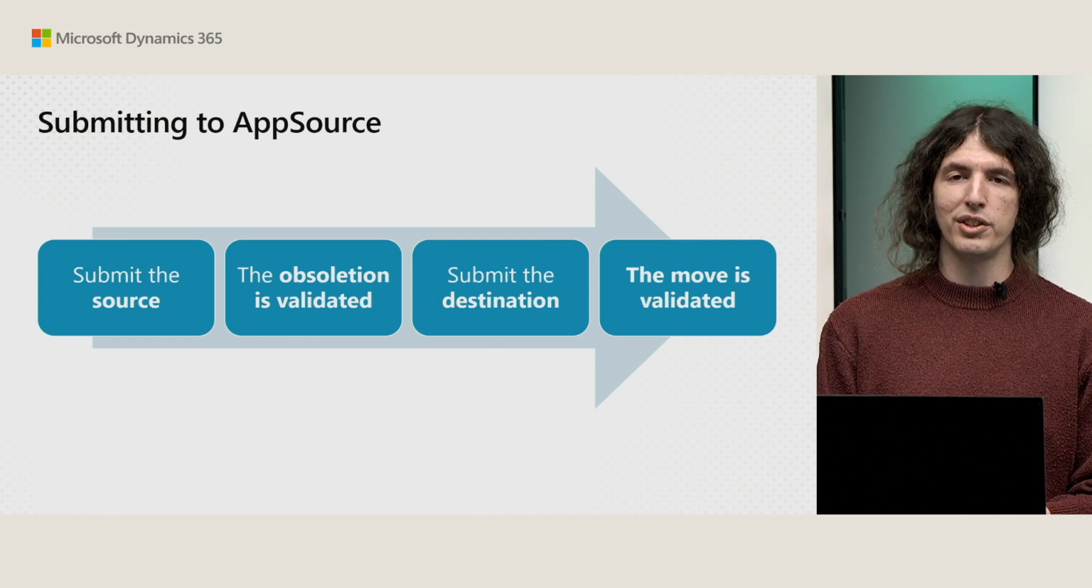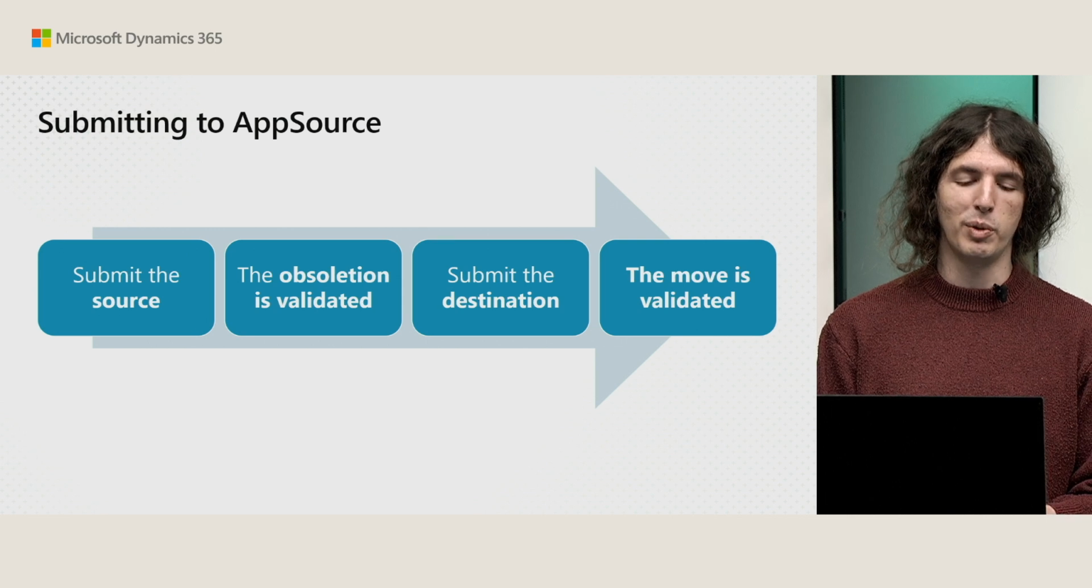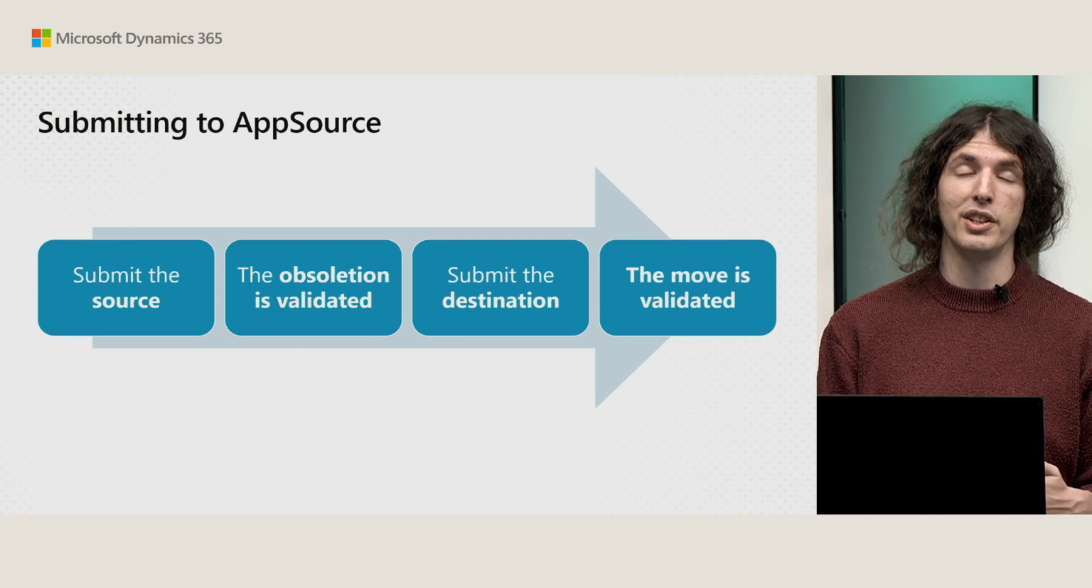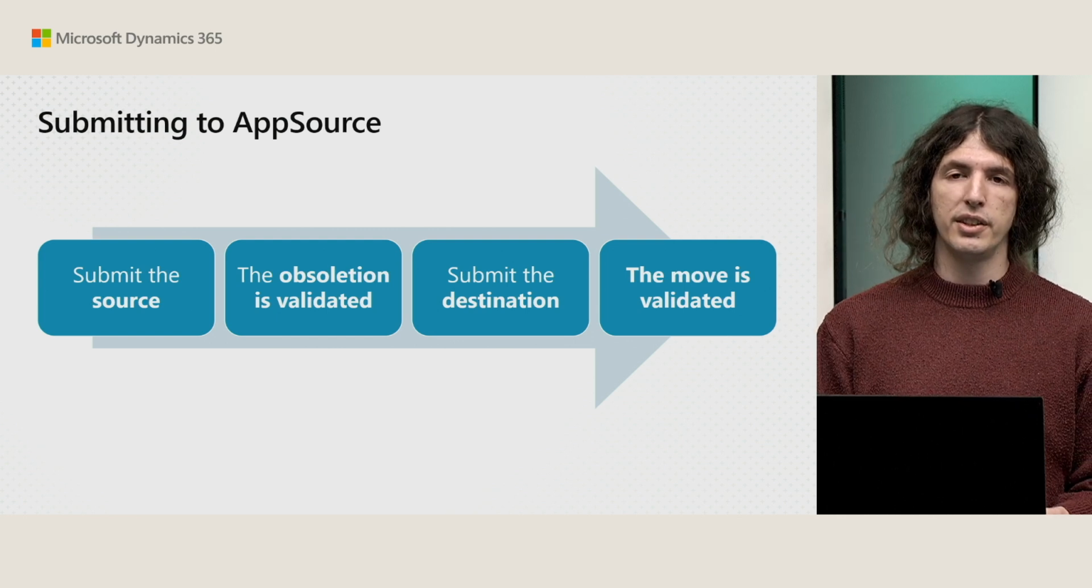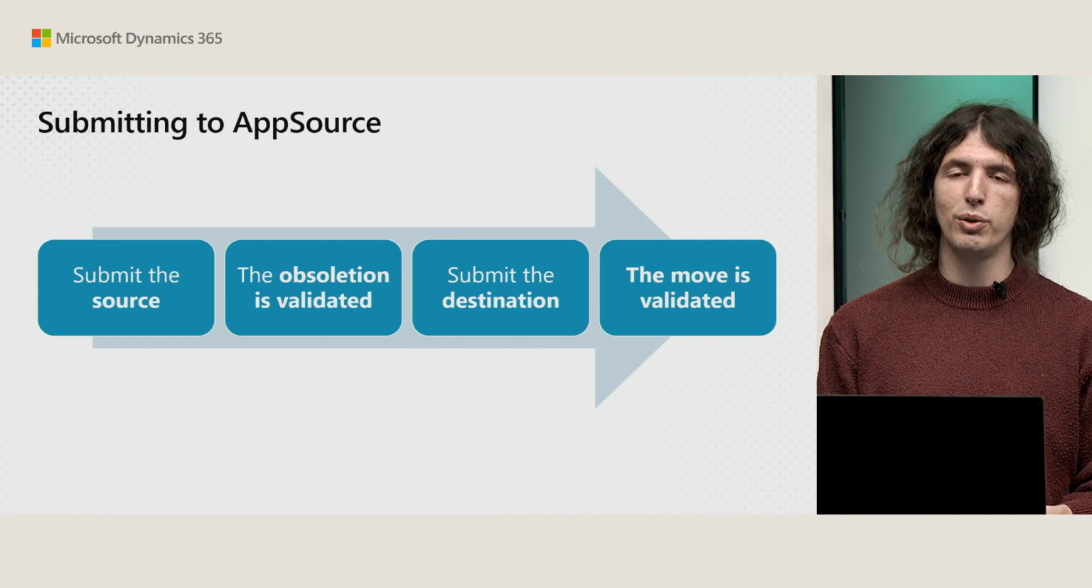The process is quite straightforward for submitting to AppSource because it handles most of the validation automatically. The process is to first submit the source, which will validate the obsolescence of the tables which are being moved. Then you submit a destination, and this will do the full validation for the move to see if it is valid.